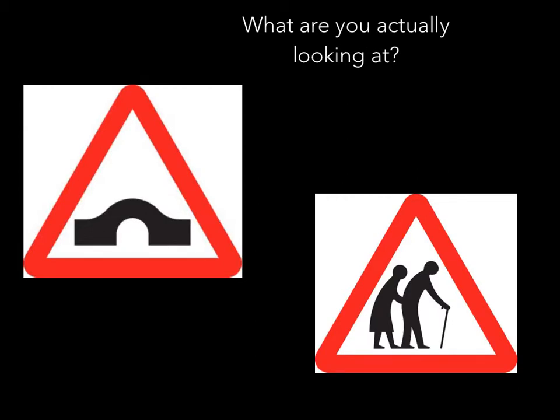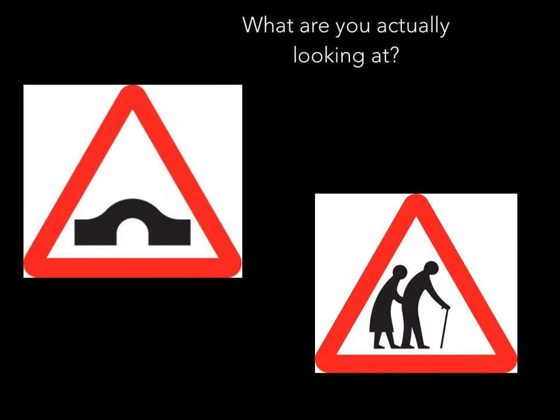So here we have two signs, right? One is of a bridge, obviously, and the other one is two elderly people, and we recognize this as a sign for caution, elderly people crossing the road. But this isn't actually a bridge, and these are not actually two elderly people.